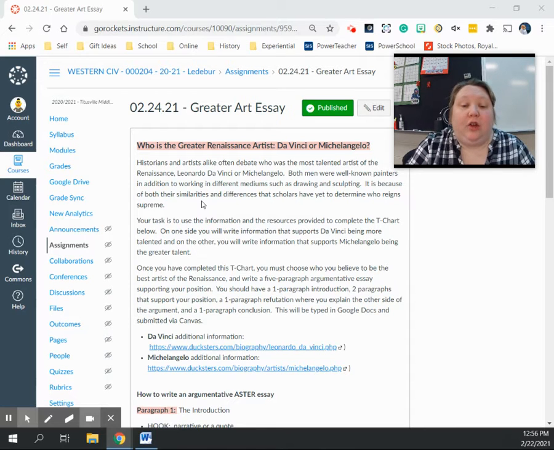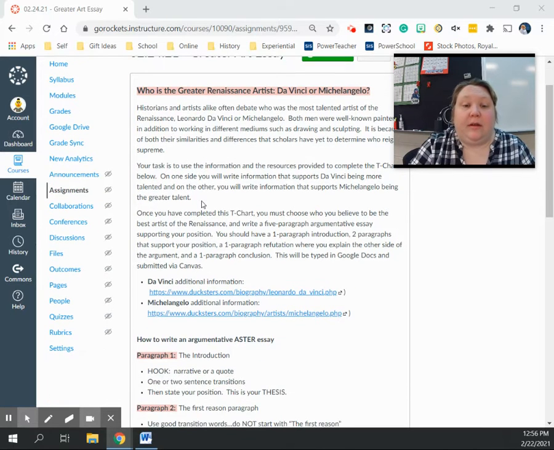On one side, you will write information that supports Da Vinci being more talented, and on the other, you will write information that supports Michelangelo being the greater talent. Once you have completed the T chart, you must choose who you believe to be the best artist of the Renaissance and write a 5 paragraph argumentative essay supporting your position. You should have a 1 paragraph introduction, two paragraphs that support your position, a 1 paragraph refutation where you explain the other side of the argument, and a 1 paragraph conclusion.